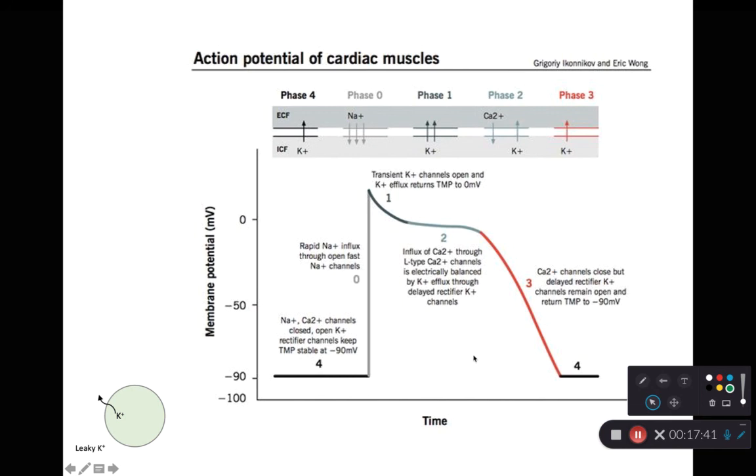Here is another graph of the same thing that looks at the different ion channels in the different phases. We've already talked about this graph in detail on a previous slide, but here's the same thing explained differently. So if you want to pause the video right now and look at the same concept explained a little bit differently, you absolutely can.